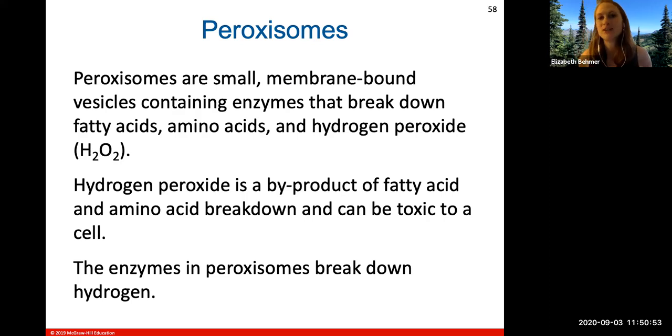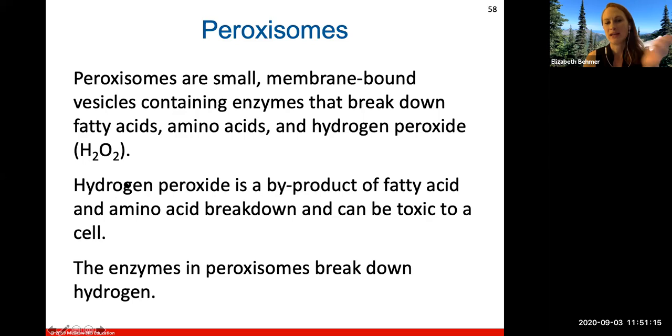Peroxisomes, these are also small membrane-bound vesicles. They contain enzymes that break down fatty acids, amino acids, and hydrogen peroxide. So peroxisomes are like lysosomes, but they break down specific substances. They break down fatty acids, amino acids, and hydrogen peroxide.